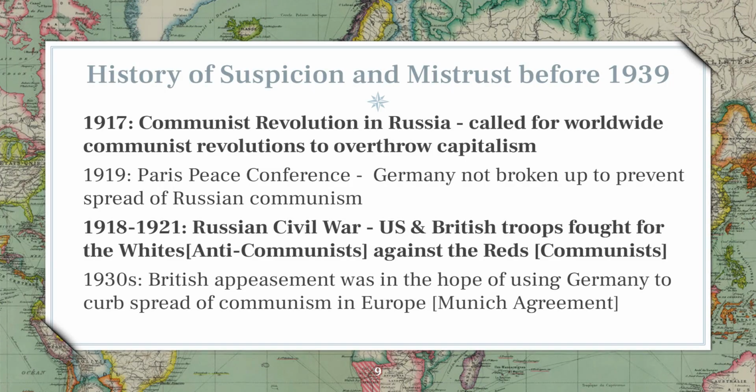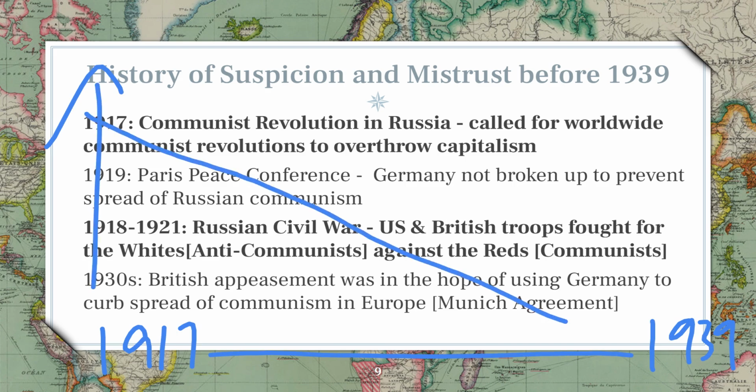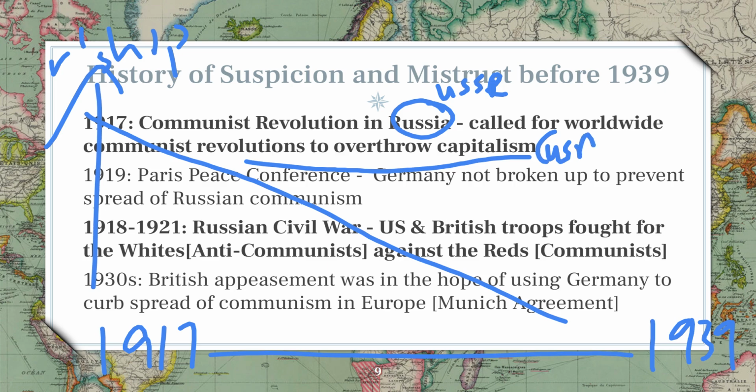Okay, the next bullet point here would be their history of suspicion and mistrust. It's not just that they have competing ideologies, their track record from 1917 all the way up to 1939, their relationship was always going from bad to worse. When the communist revolution happened in Russia, the original country before it became the Soviet Union, they had their revolution, and then they called for worldwide revolution to overthrow capitalism, and capitalism is the USA. So already it's like a challenge.